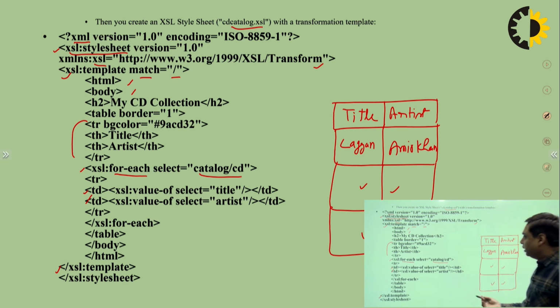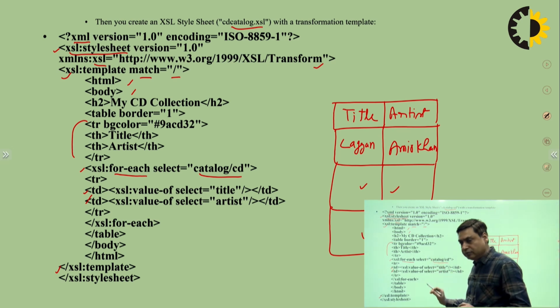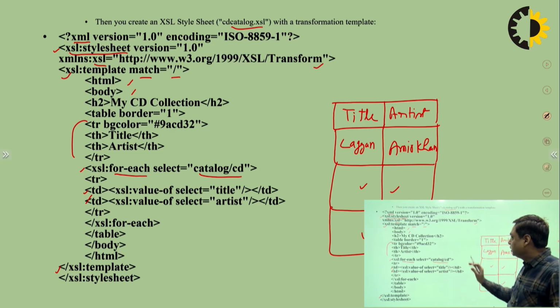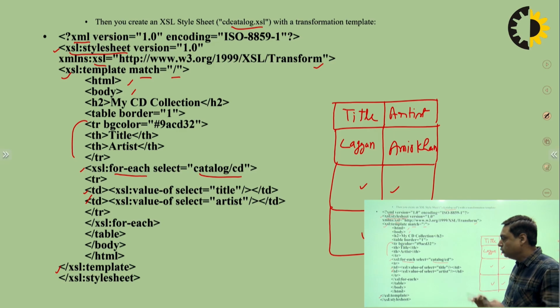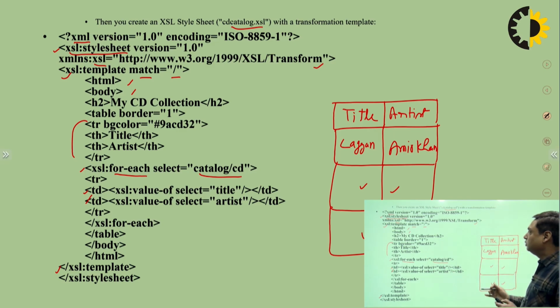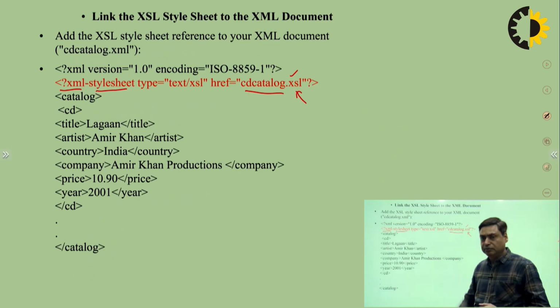Now it is working for one CD. It is working for 100 CDs. It is working for 200 CDs also. There is no problem. Only one program is working for all the CDs which are available in this XML file.